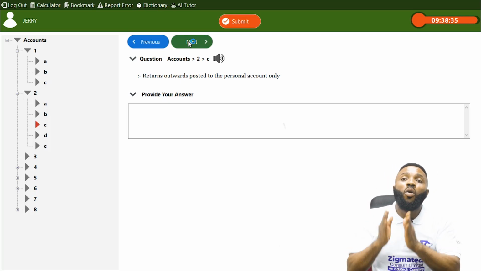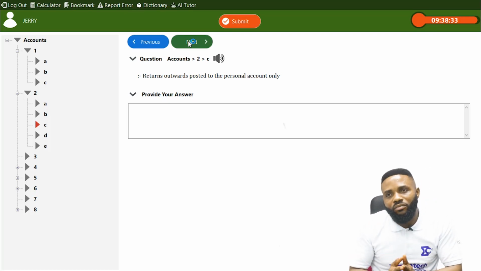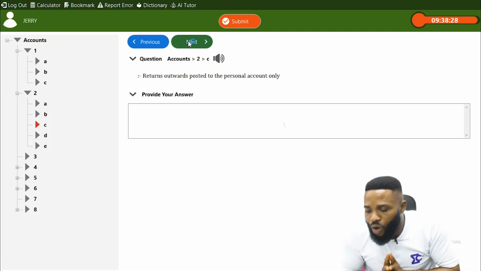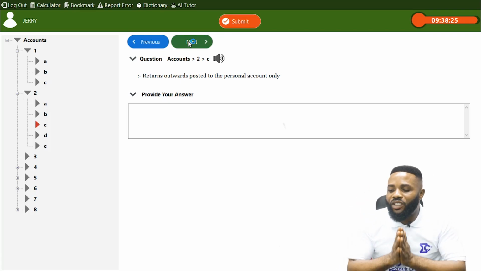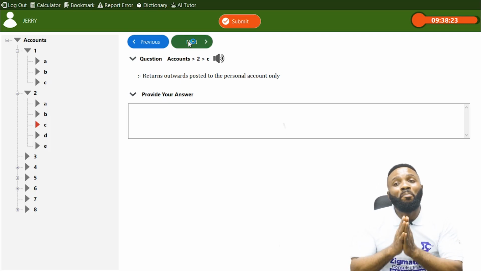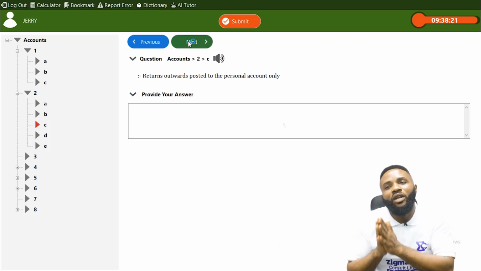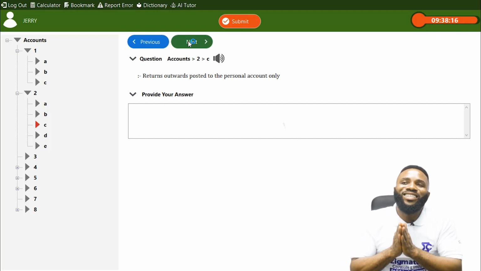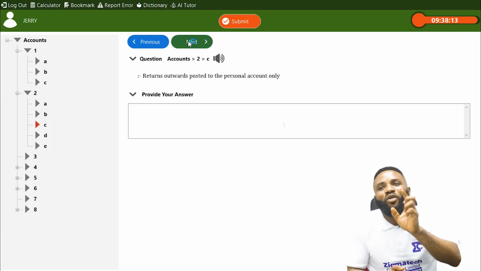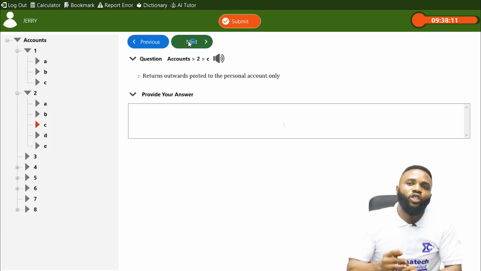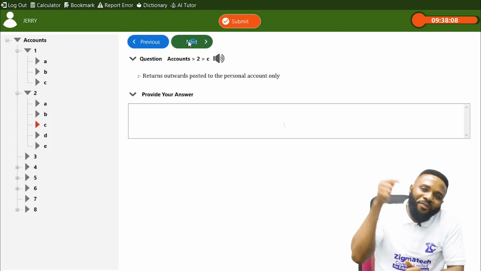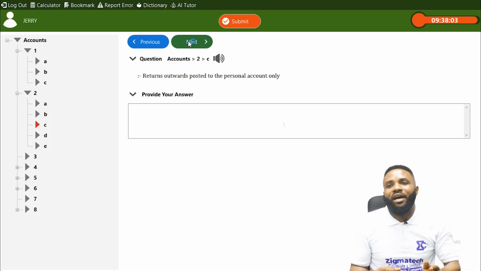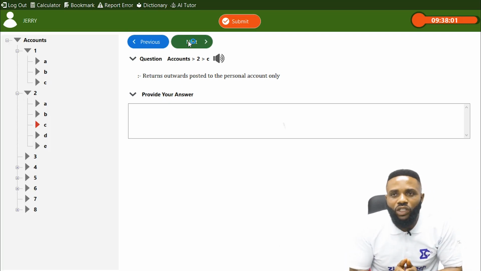So this is what we call one-sided omission. This kind of error is called one-sided omission, or we call it error of single entry, or partial omission. Error of single entry, error of partial omission, or error of one-sided omission. And this error will affect the total of the trial balance. Why? Because you have posted to one side of the account and the other side of the account is not affected.